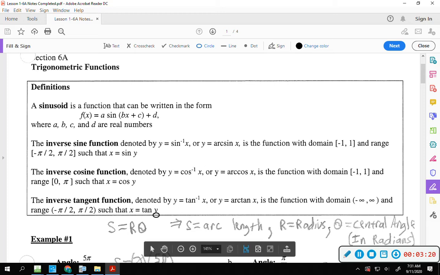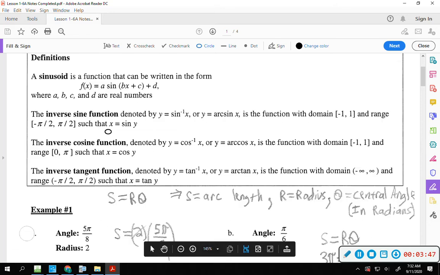The inverse tangent, denoted by this, either way, means the same thing, means one answer. We can take the arc tangent on any number, but our answer is from negative pi over 2 to positive pi over 2. Notice it's not included this time because the tangent is undefined at negative pi over 2 and positive pi over 2. There's a vertical asymptote there. Okay? We're going to work on this.